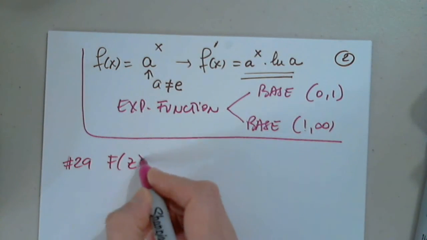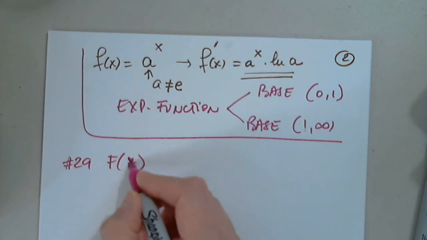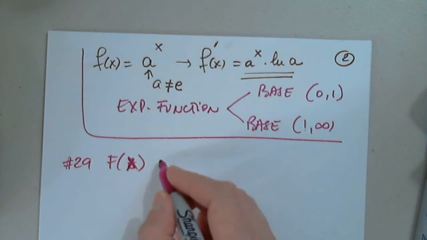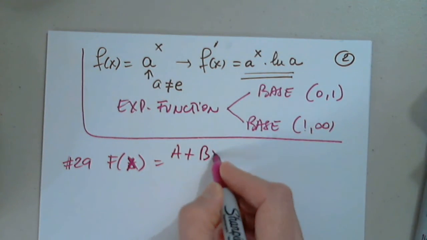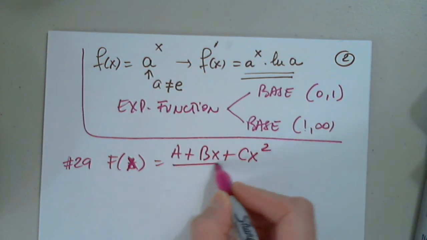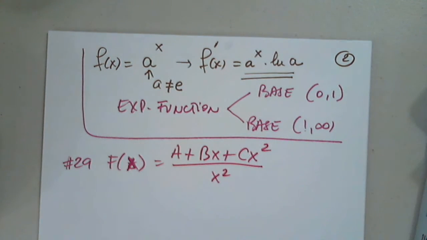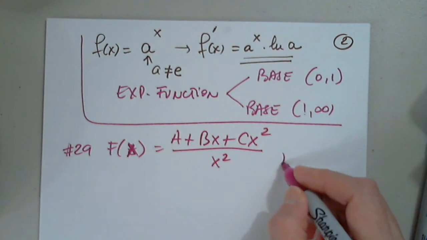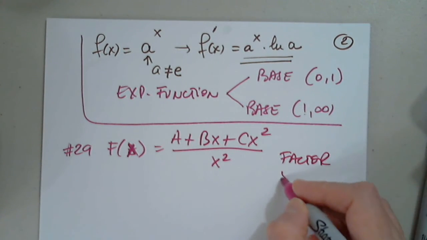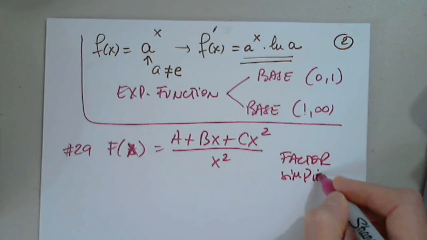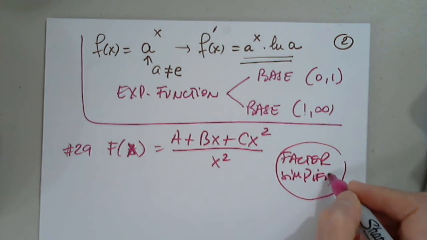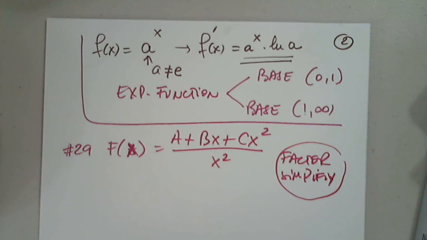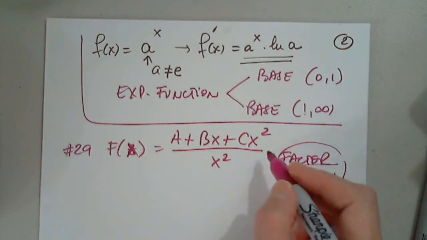And f of x. I'm going to reuse x because I don't want to confuse you. So this is a plus bx plus c x squared divided by x squared. Perfect pick. So if you remember, we always talked about two keywords, factor and simplify. They should always be in the back of your mind. So there is no need to factor. I can factor, but I can simplify, and I will do that.